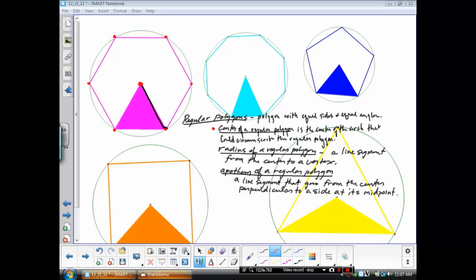Now we also have a radius of the regular polygon. The radius is the distance from that center to one of the vertices. That radius is also the radius of the circle that would circumscribe that polygon. The center of the regular polygon is the center of the circle that could circumscribe that regular polygon. And the radius, which is the next definition, is the line segment that goes from the center of that circle to a vertex. So from the center of your regular polygon to a vertex is the radius of that polygon.